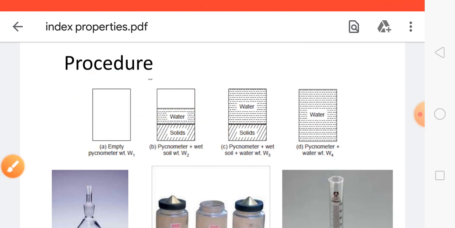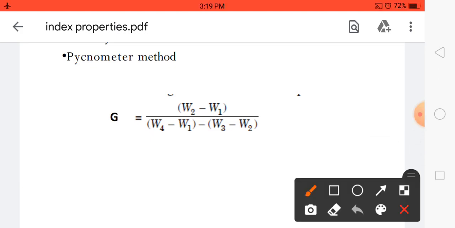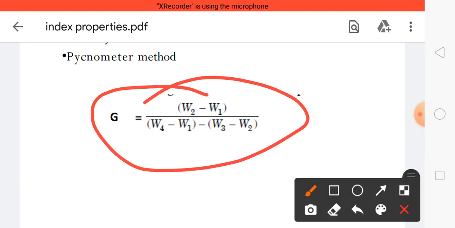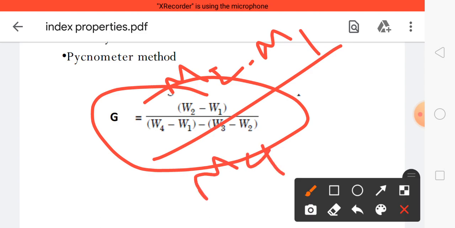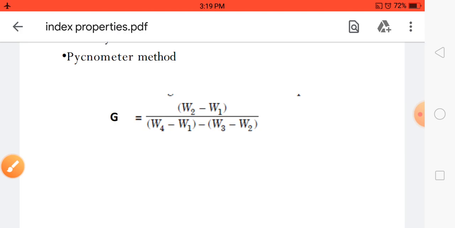Now, afterwards, use this equation and determine the specific gravity. Clear? Here in this equation W1, W2, W3 and W4 is given. We can use M2 minus M1 divided by M4 minus M1 minus of M3 minus M2. Clear? Instead of W, we can take M here. This is our specific gravity test.